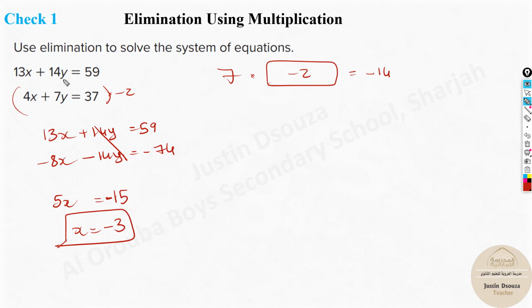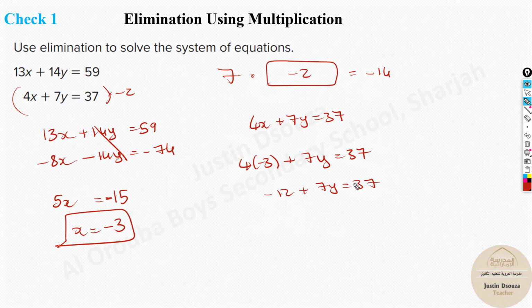Now substitute this back into one of the simpler equations. I will choose 4x plus 7y equals 37. All I do is substitute this x value, that is minus 3. Now 4 times minus 3 is negative 12, plus 7y equals 37. Take this to the other side: 7y equals 37 plus 12, which is 49. And we know 7 times 7 is 49, so y equals 7. So this is the answer for y. The solution set would be minus 3, 7.